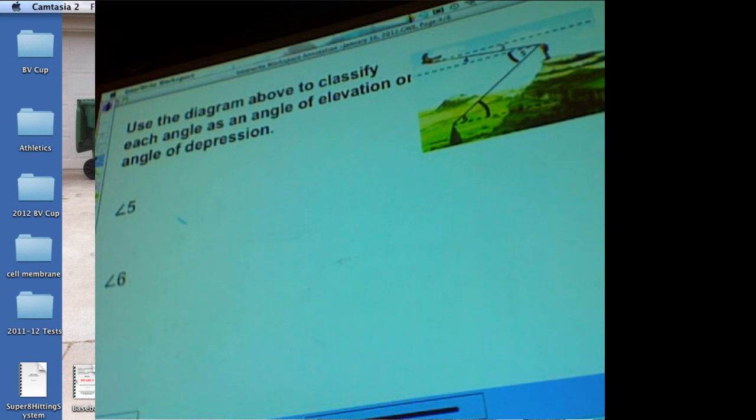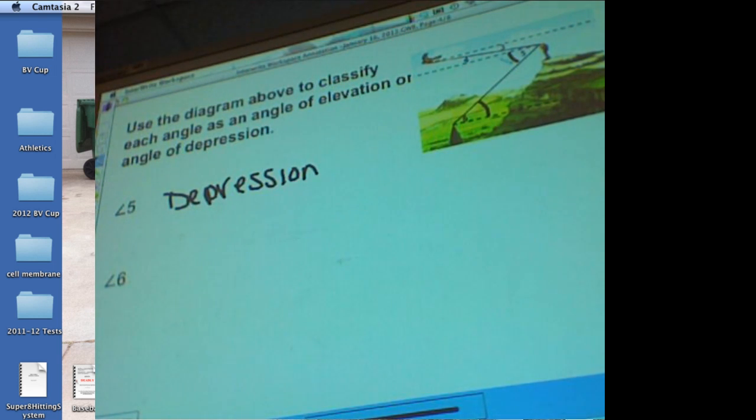Now hopefully you got angle 5 is an angle of depression because here's our dotted line or our horizontal line and we had to go down to get to the other side. Angle 6 is an angle of elevation because we had to start at our horizontal line and then go up to get to the other side.